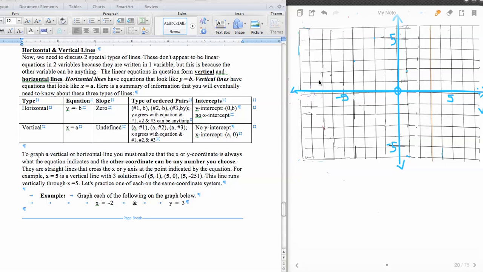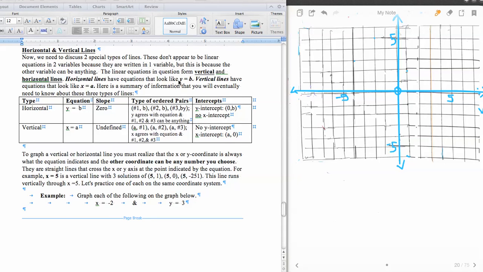This continues section 3.2. We're going to be talking about horizontal and vertical lines. Horizontal and vertical lines are very special lines. Horizontal and vertical lines both have some commonality. For instance, both of them only contain one of our variables.